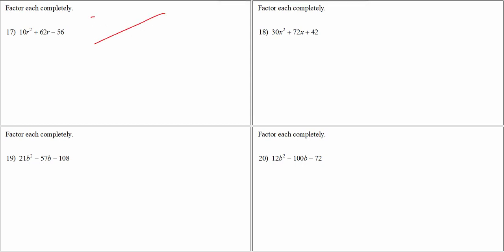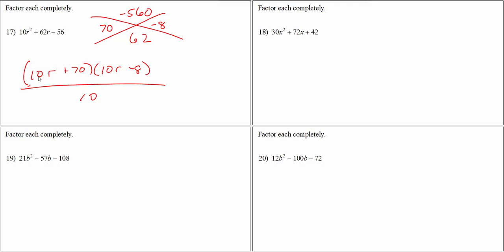more practice. Multiply numbers, that's negative 560, and then 62. My two numbers are going to be 70 and negative 8. Again, if you multiply them and add them, you get those values. Now, I'm going to put 10, okay, r plus 70, 10r minus 8, and I'm going to divide by that 10. What can pull out of here? A 10 times r plus 7. The 10 cancels with this 10. Pretty easy. So I know r plus 7 is in my answer.